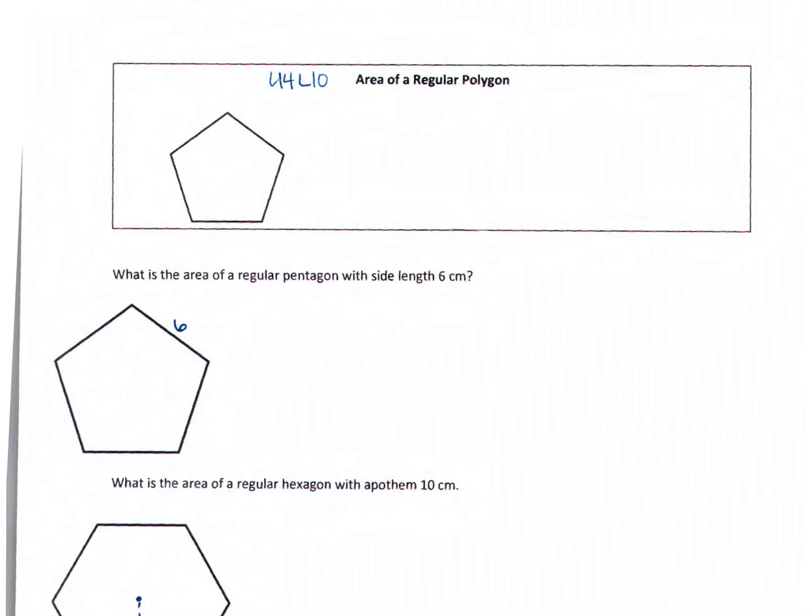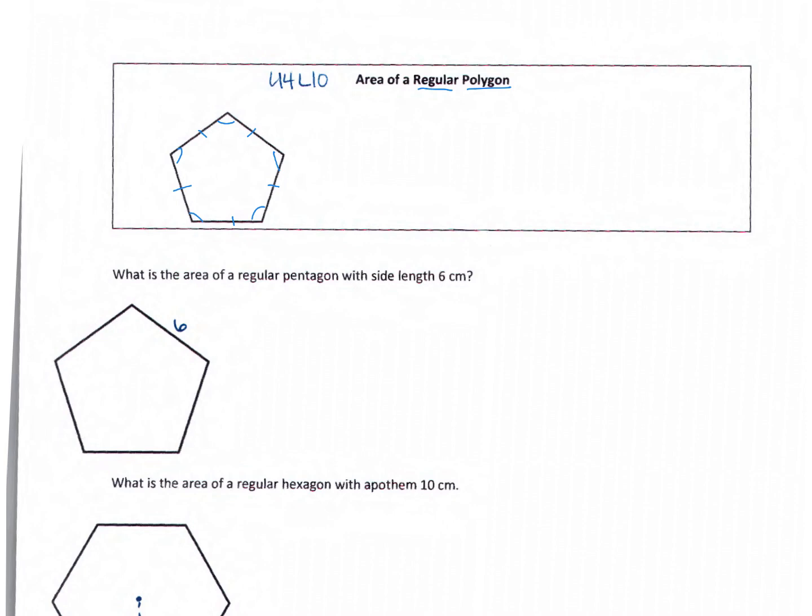Hi Geometry. Let's look at Unit 4 Lesson 10 and how to find the area of a polygon. Remember, a regular polygon means that all the sides are congruent to each other, the same length. So this pentagon, since it has 5 sides, has 5 congruent sides and also has 5 congruent interior angles. All the interior angles are congruent.